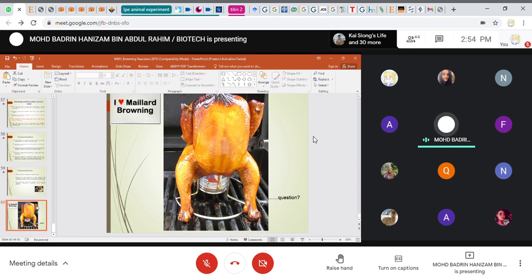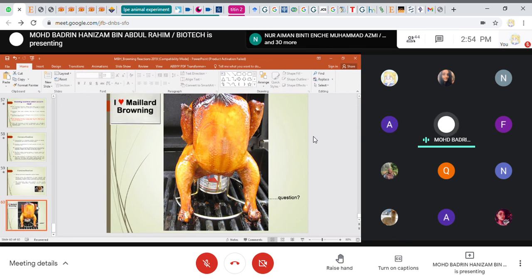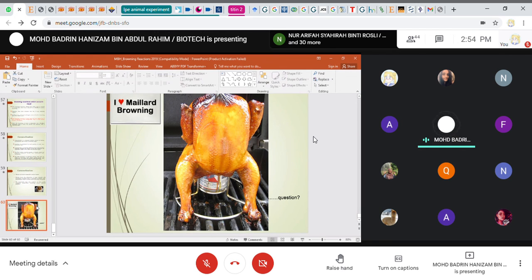Strecker degradation will produce lots of other products, but the end product is melanoidin, which gives you the brown color. Remember, enzymatic browning gives you melanin, non-enzymatic browning gives you melanoidin. All right, so I think that's all for today.